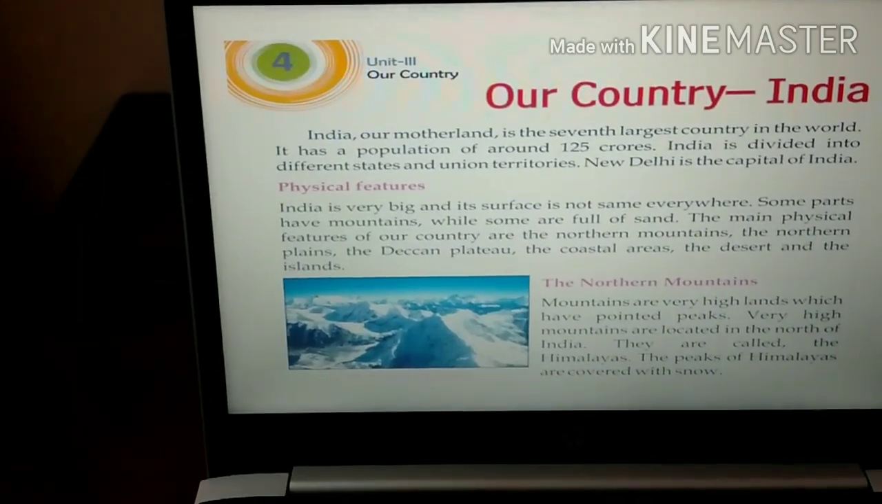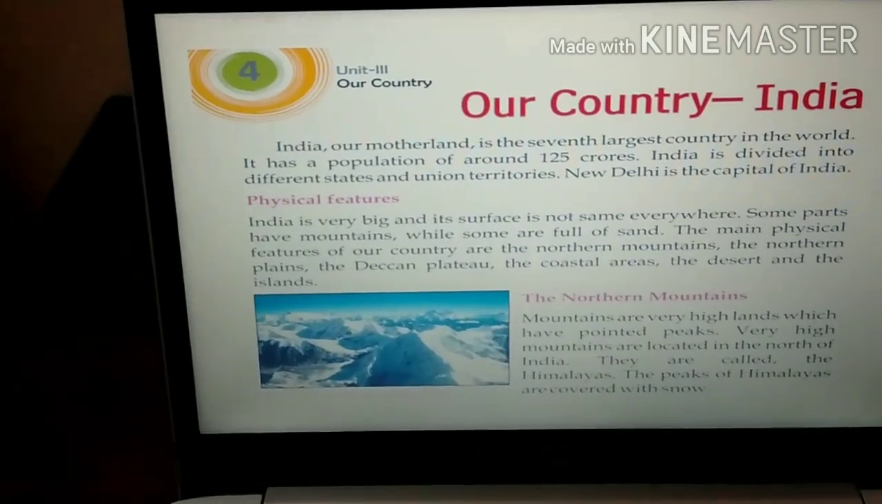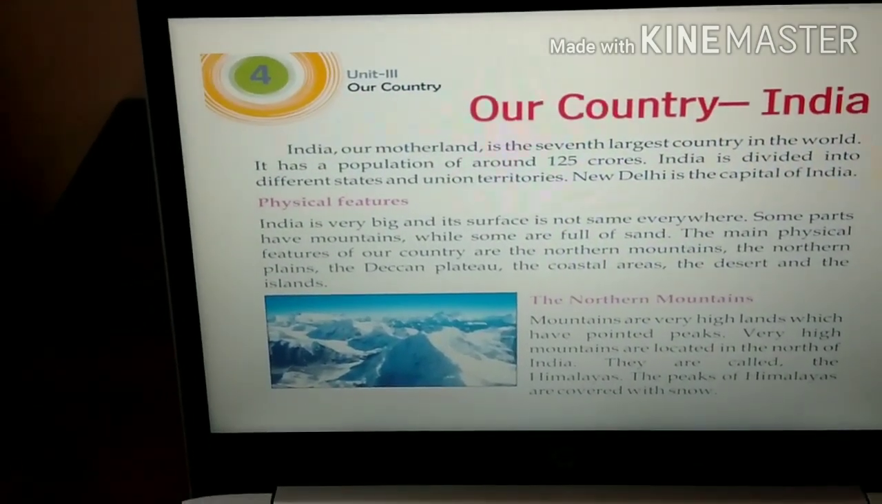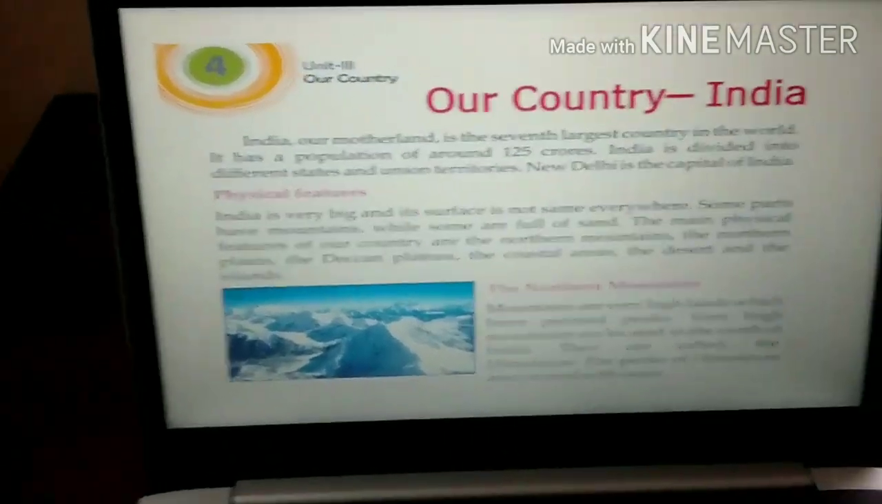India is divided into different states and union territories. New Delhi is the capital of India. So what is the capital of India? New Delhi is the capital of India.